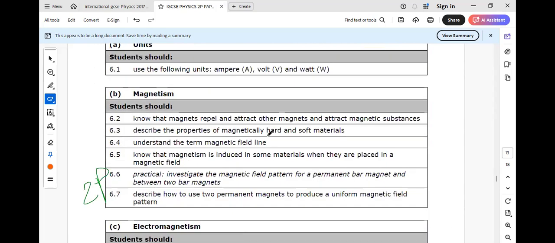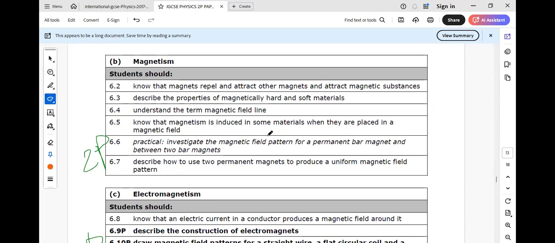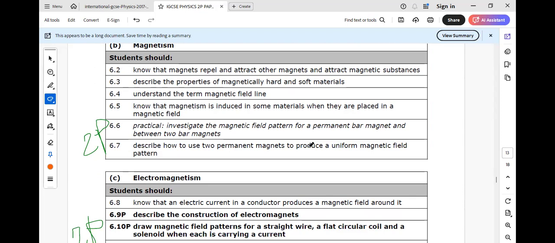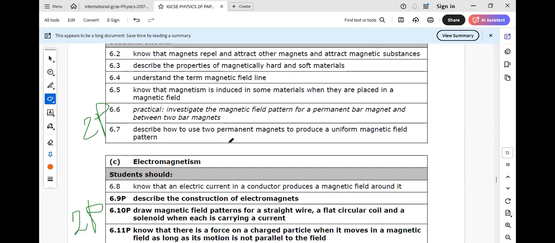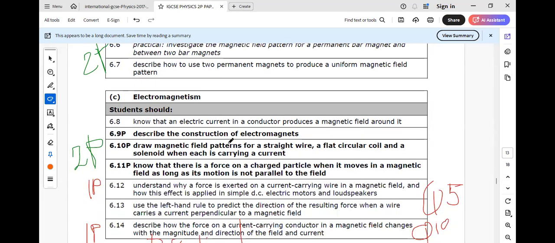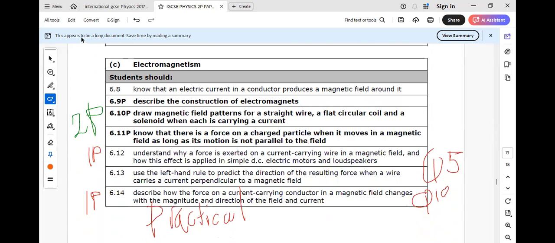Magnetism and electromagnetism, right? A practical investigation on how to find the magnetic field around a magnet can be given, but that's not very difficult if it is given anyway. So I don't think we have to worry about it much. But this is one of the important areas I would like to highlight, which will be in tomorrow's paper.